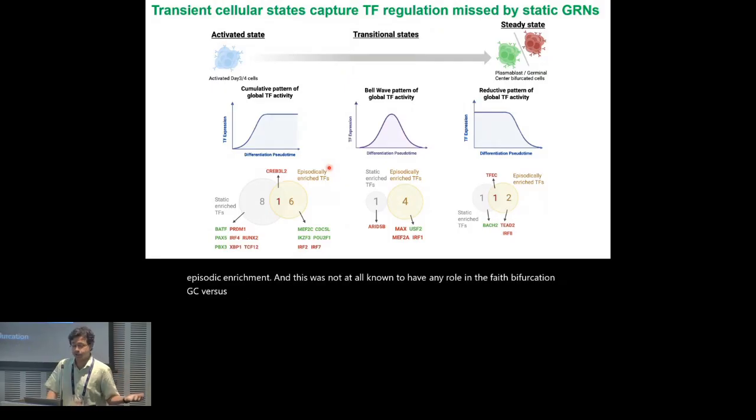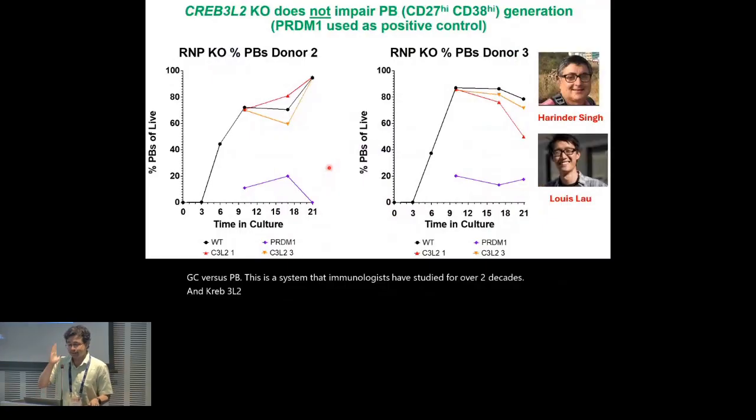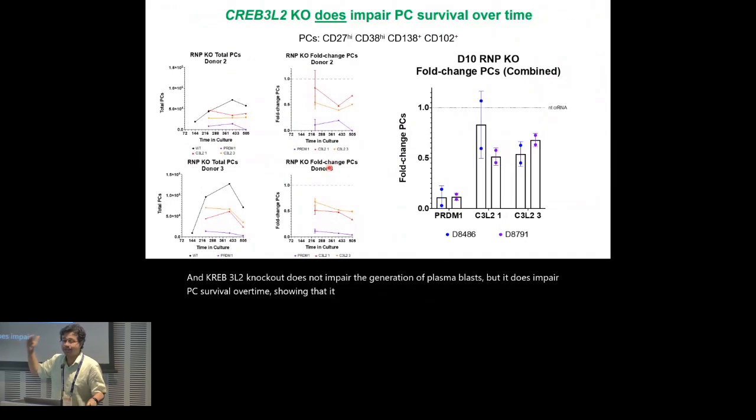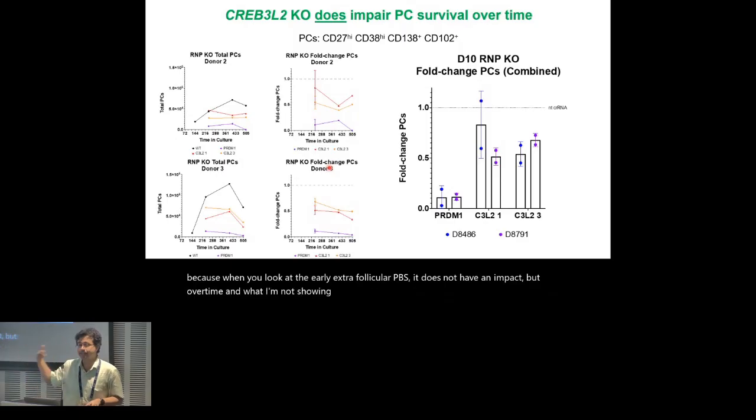This is a system that immunologists have studied for over 2 decades. CREB3L2 knockout does not impair the generation of plasmablasts, but it does impair PC survival over time, showing that it really has a dynamic fate. People did not find this because when you look at the early extrafollicular PBs, it does not have an impact. But over time, and what I'm not showing here is antibody secretion over time, is impacted. So it clearly plays a role in the dynamic development bifurcation of these fates.